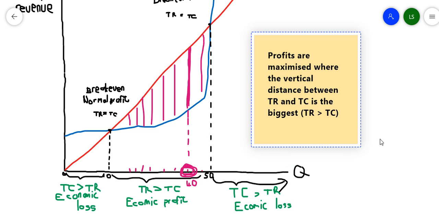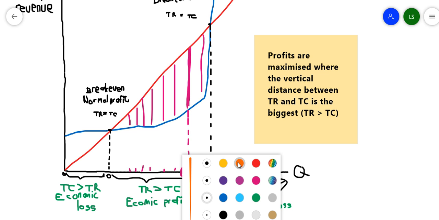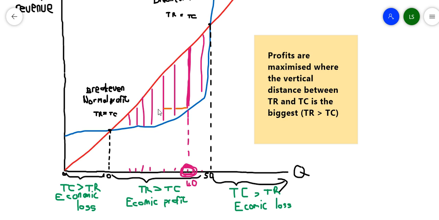Profits are maximized where the vertical distance between total cost and total revenue is the biggest. Because if you want to calculate this profit, all you're going to do is take whatever the total cost is at this point, and there will be your total revenue. That's why we take the vertical distance. Whatever your income is there, minus whatever your cost is there, that is going to give you the value of your profit. The vertical distance must be the biggest.